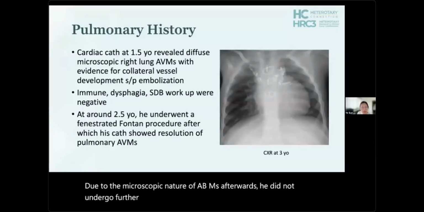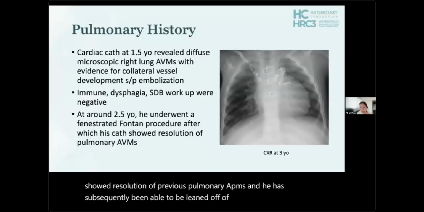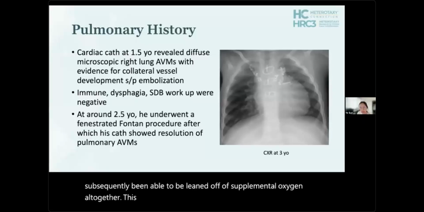After his final fenestrated Fontan procedure at 2 years of age, his subsequent cath showed resolution of previous pulmonary AVMs, and he has subsequently been able to be weaned off of supplemental oxygen altogether. His chest X-ray at 3 years of age shows relatively clear lungs, and he is doing very well from a respiratory standpoint currently.